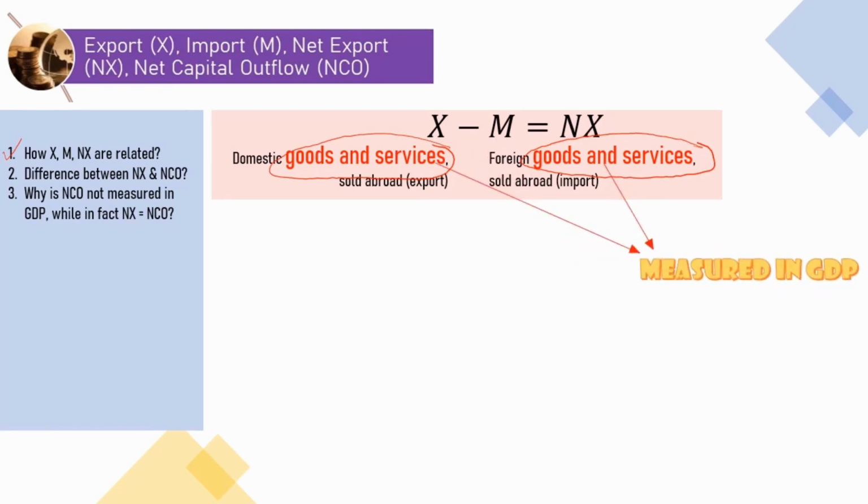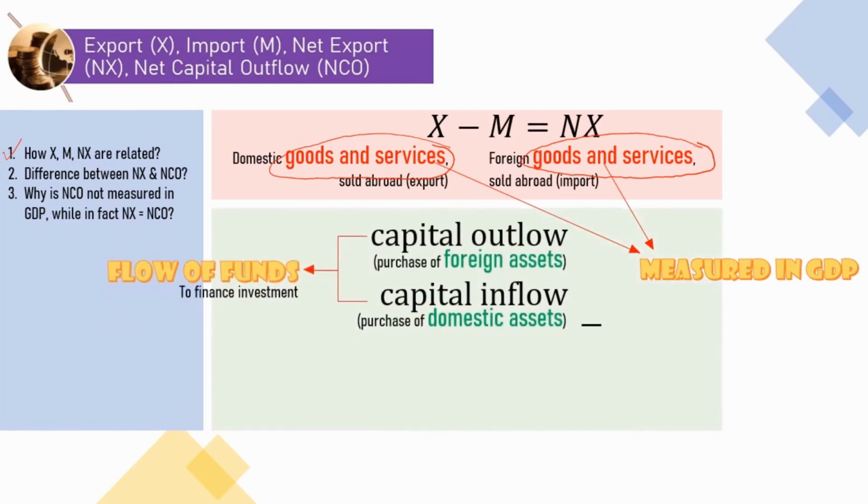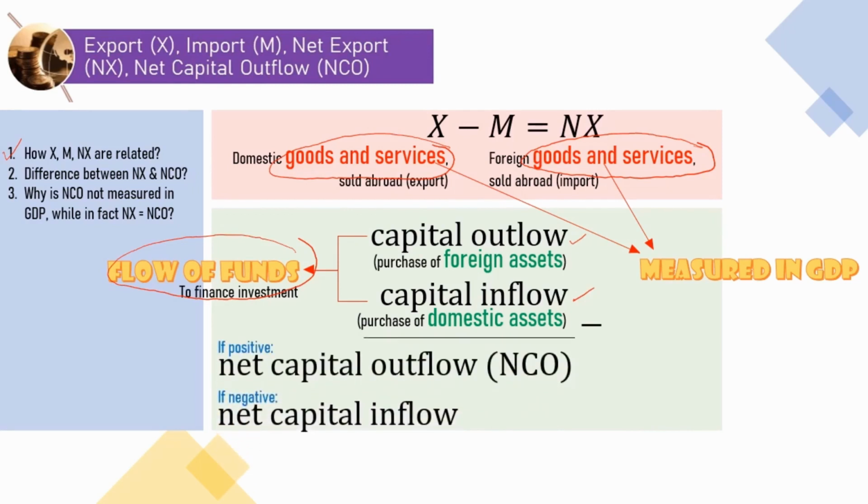How about capital flow? It is about flow of funds to finance investment, the I. Purchase of foreign assets are capital outflow, whereas purchase of domestic assets are capital inflow. The difference, if positive, is called net capital outflow, meaning that more capital outflow than inflow. If negative, it is called net capital inflow, since capital inflow is now more than capital outflow.